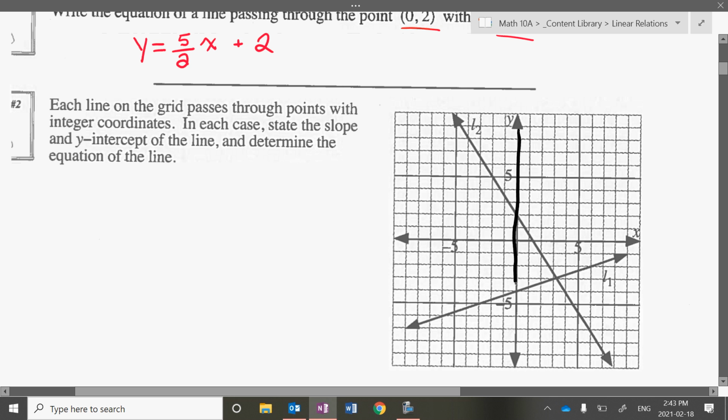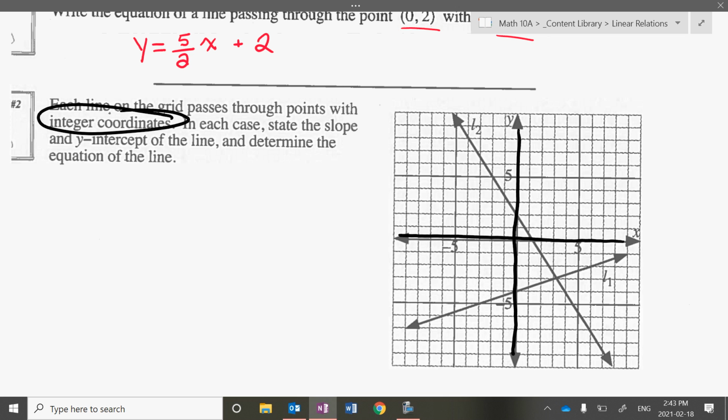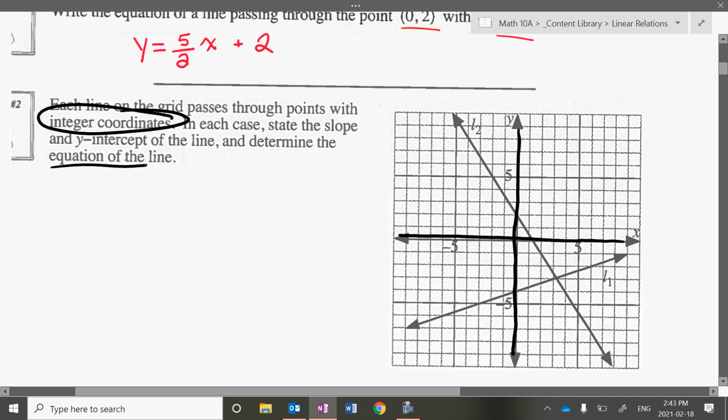Okay, children. So we have a graph. I'm just going to darken my axes. I find the axes aren't very dark. So each line on the grid passes through points with integer coordinates. What does that tell us, the integer coordinates piece? They're whole numbers. That's really important: if you think, oh, this doesn't look right, you're probably approaching it wrong. We're looking for a whole number. In each case, state the slope and y-intercept and determine the equation of the line.